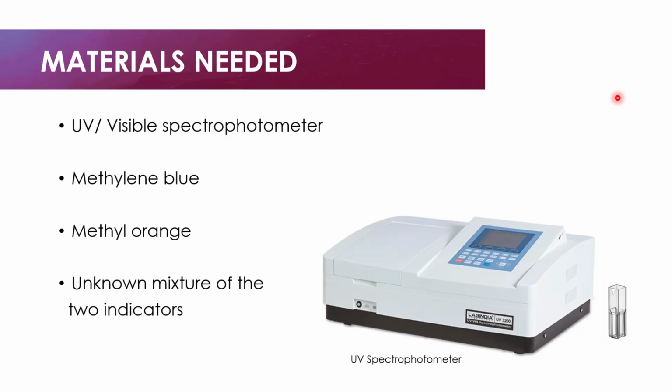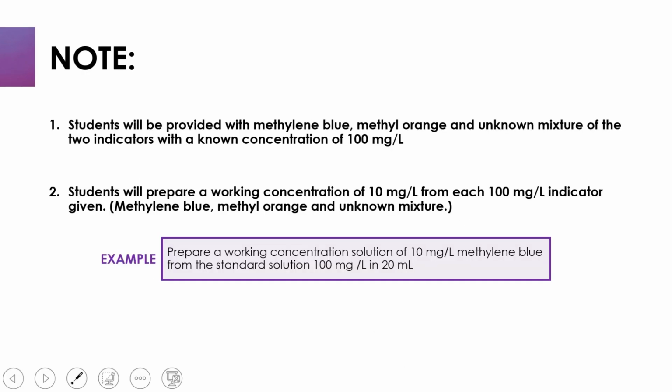So now let us look at the materials needed for this experiment. The first is the UV-Vis spectrophotometer. We also have the methylene blue, methyl orange, the unknown mixture of the two indicators, and cuvettes. So now let's take a look at these keynotes before we start with the experiment.